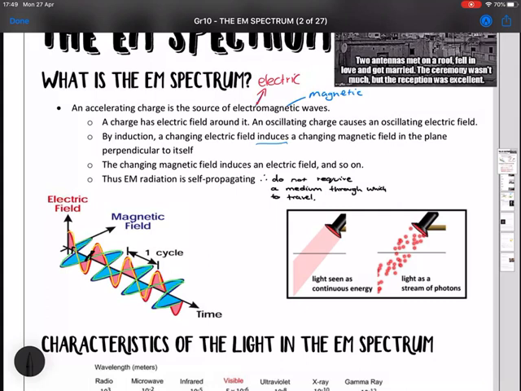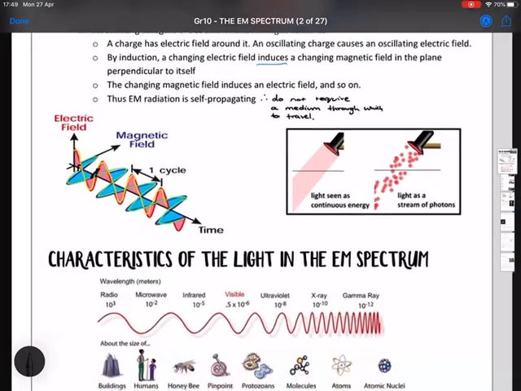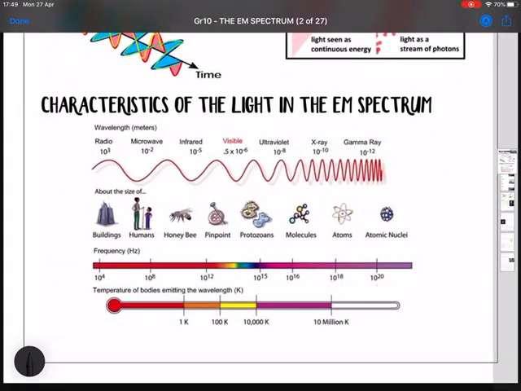Electromagnetic radiation is a type of wave. It's got an electric wave and a magnetic wave. The one induces the other, so the electric wave induces the magnetic wave and so on, and that's why we say that they're self-propagating. The videos that I'm going to upload to Teams are going to talk more about the characteristics of light in the EM spectrum.